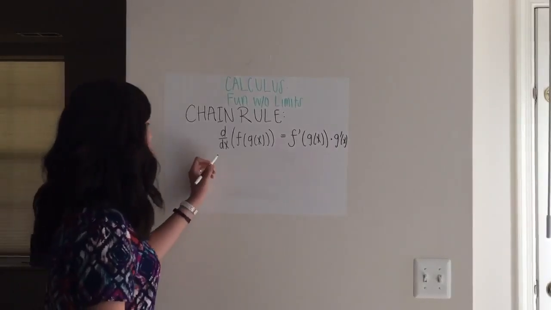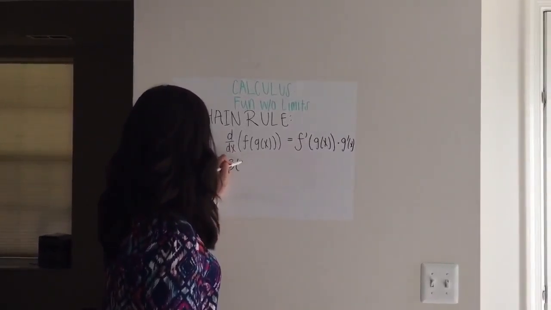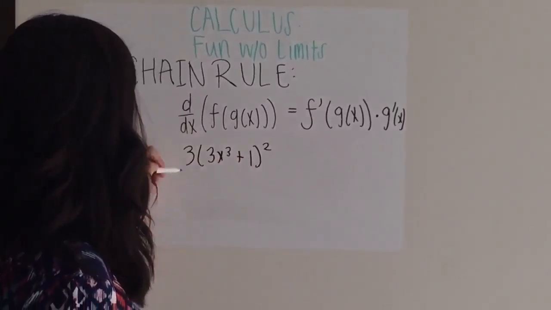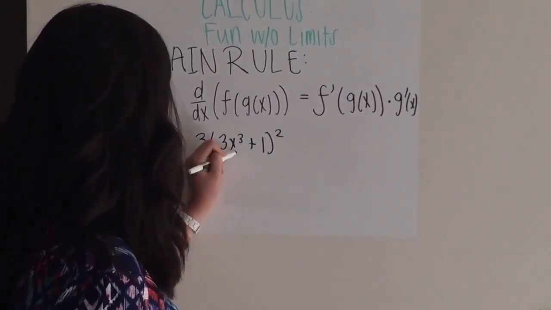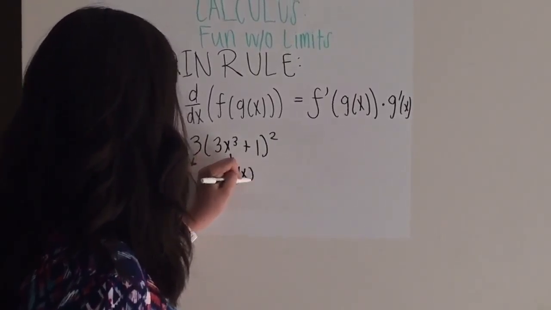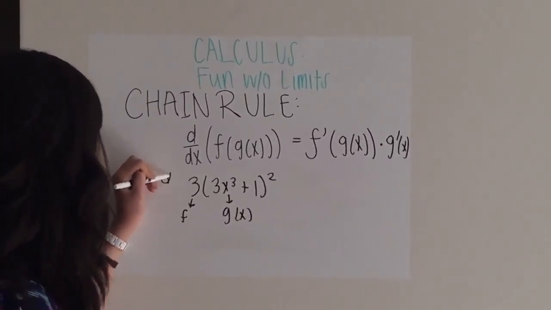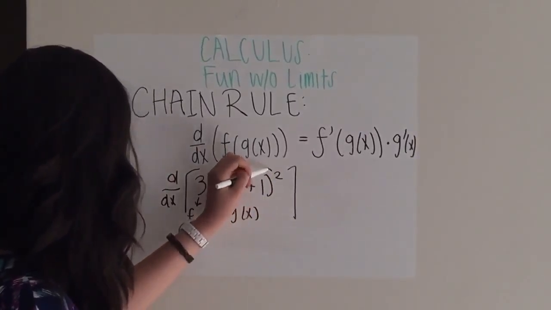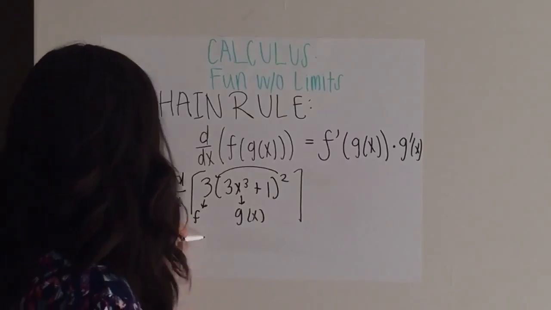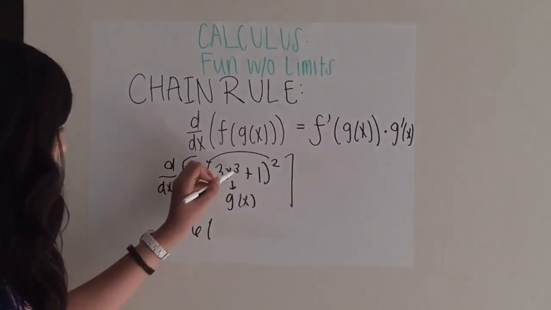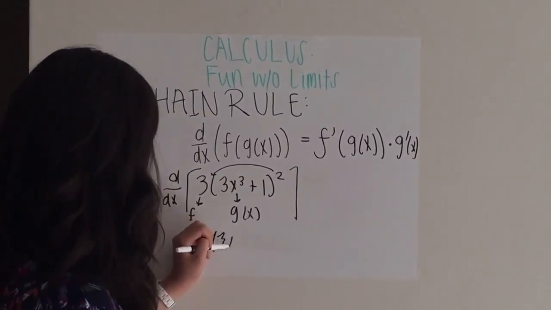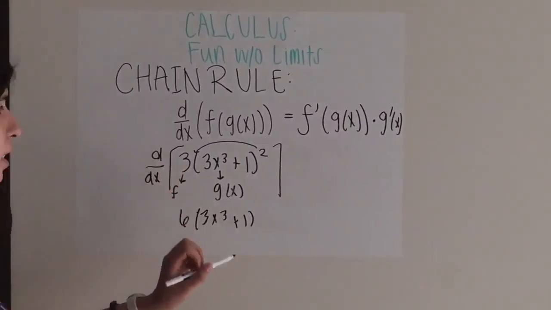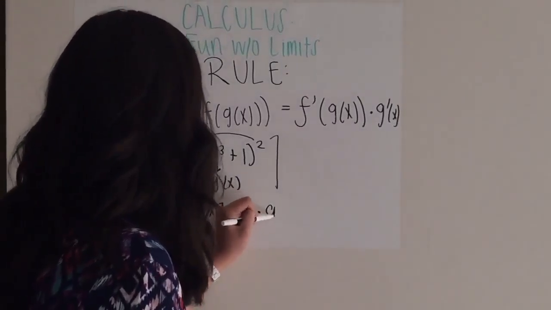So for example, if we have 3x cubed plus 1, quantity squared, as our function, we're going to call this f, and we're calling the inside g of x. So when we take the derivative, we pull the 2 out and multiply it by 3, so we're going to have 6 times g of x held constant, 3x cubed plus 1. And then now, for the inside, we take the derivative, so it's going to be 9x squared.